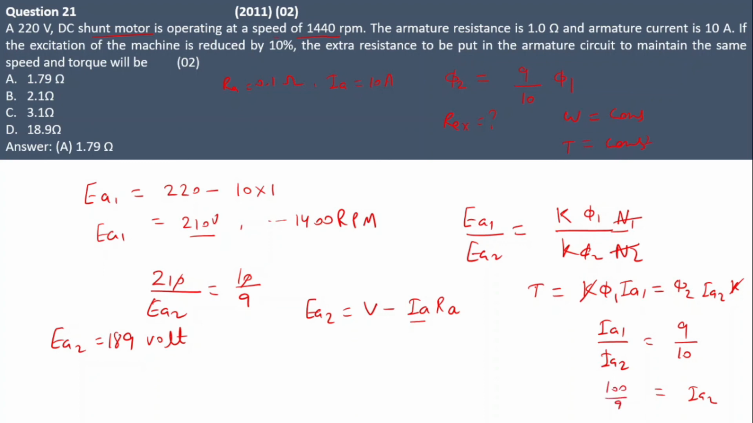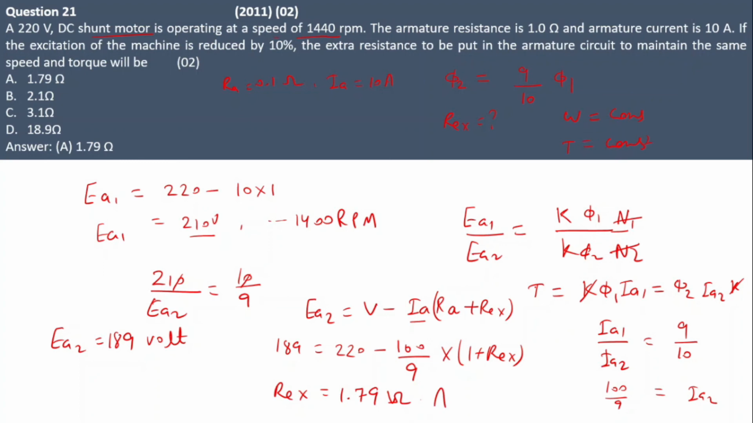So put the value of Ea2: 189 equals V, which is 220, minus Ia, which is 100 by 9, into Ra, which is 1, plus R external. You have to add how much? So easily you can solve this for R external and you will get 1.79 ohm. Okay, this is the answer.